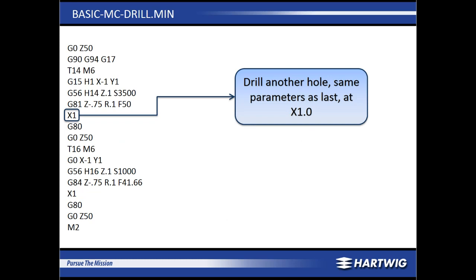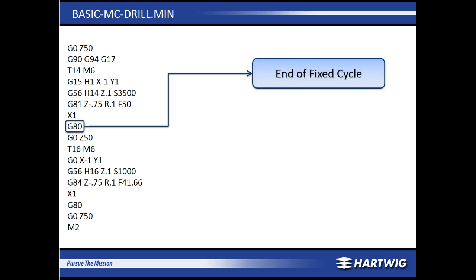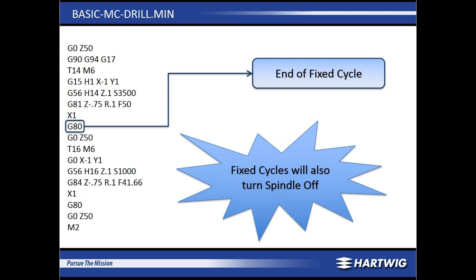After it's finished drilling that hole, it'll move to X of 1, and it'll drill another hole with the exact same parameters as the last one. At this G80 line, that'll be the end of the cycle. And then fixed cycles will also turn the spindle off whenever they're done.